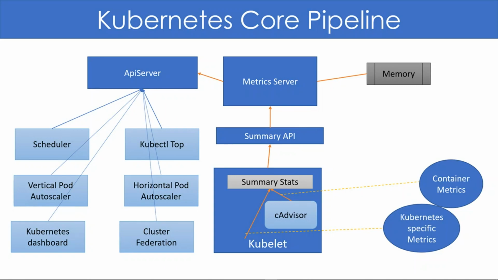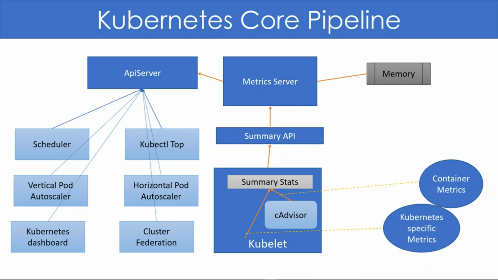Some of these metrics are used by the metrics server and form part of the core pipeline. The metrics server collects statistics from all nodes and stores the latest value in memory. Kubernetes components can then obtain the metrics via the API server using the metrics API. The Kubernetes components that use these metrics are the scheduler, kubectl top, Kubernetes dashboard, vertical and horizontal pod autoscaler, and cluster federation. The monitoring pipeline handles custom metrics in addition to those provided by the core pipeline.